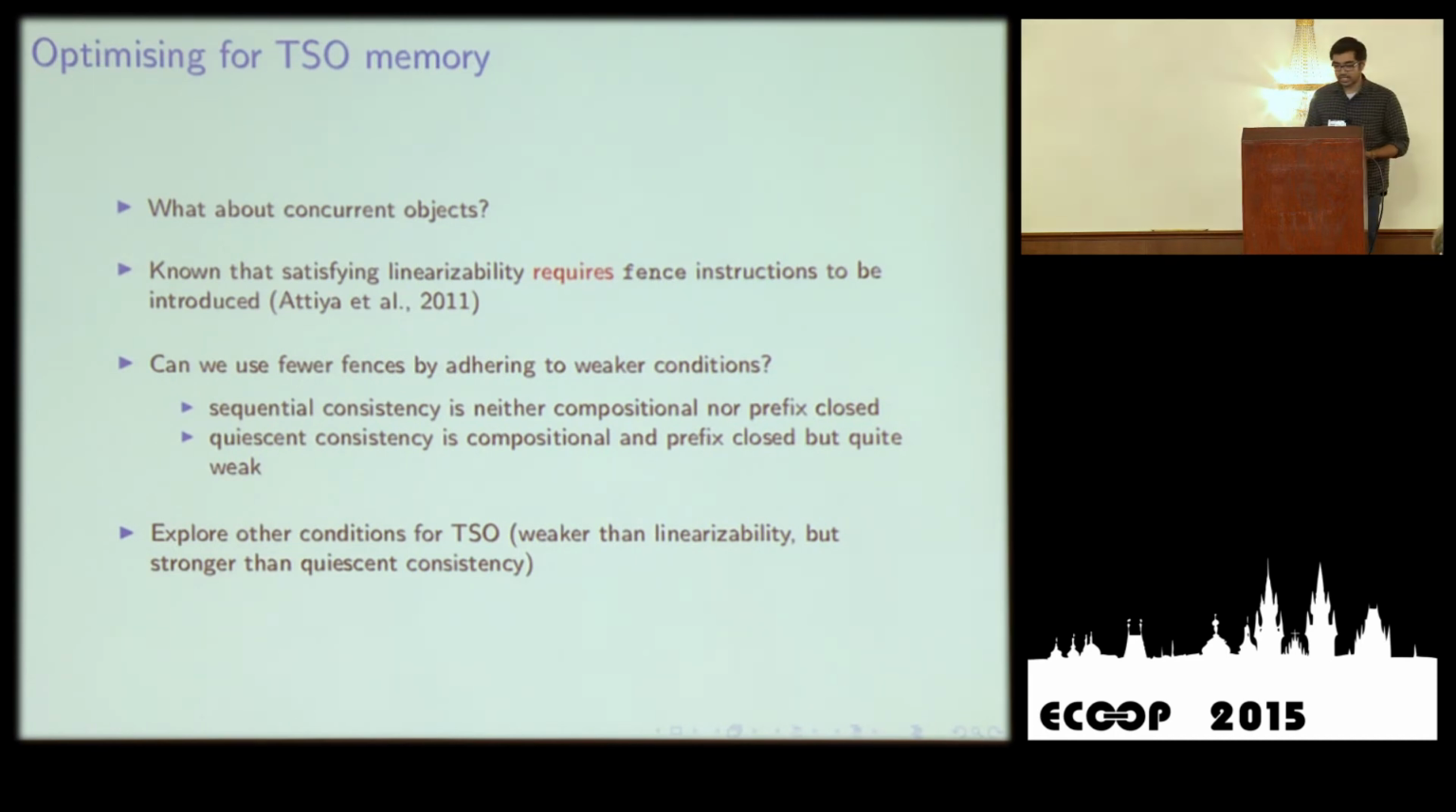Sequential consistency turns out to be a bit problematic because it's not compositional and it's not prefix closed. And quiescent consistency, as you saw before, is prefix closed and it is compositional, but it's a fairly weak condition. So we're trying to explore some other conditions for TSO that are somehow weaker than linearizability, so you've got more possibilities for optimization, but somehow they give you better guarantees than just quiescent consistency.